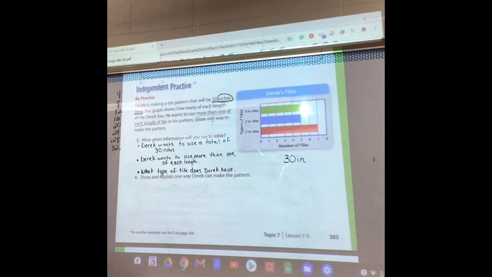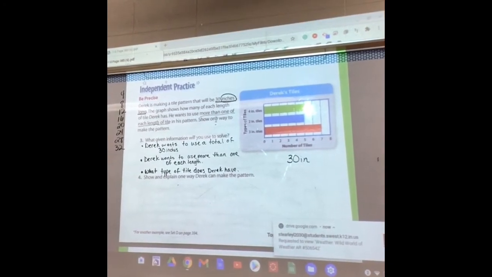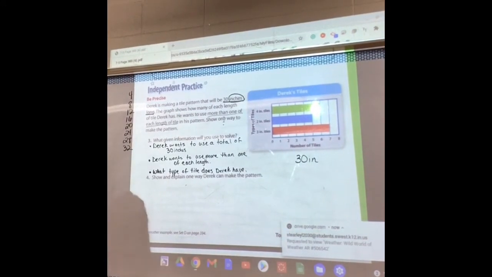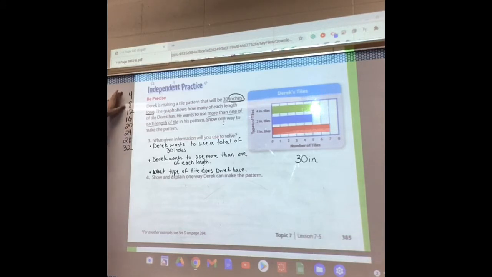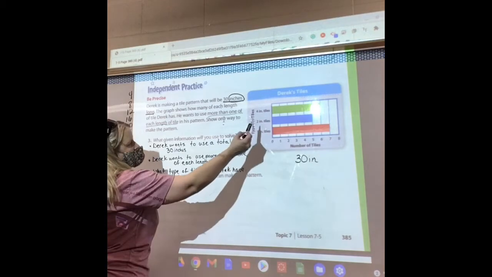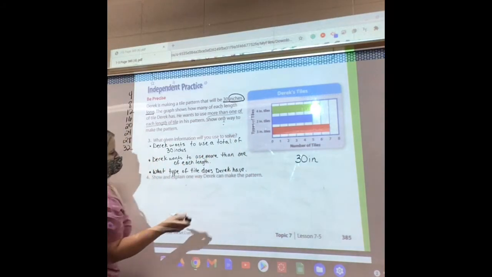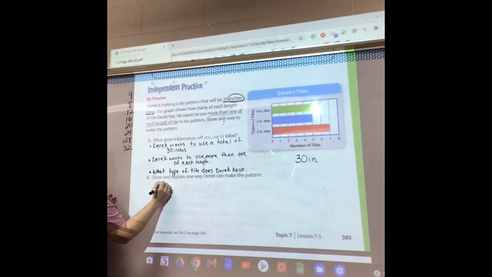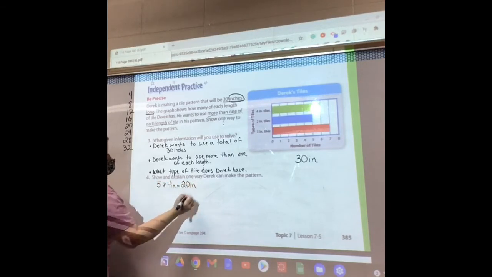Okay? So let's look at our 4s over here. Can you see these over here? Let's adjust it just a little bit. There we go. Okay. So let's see if we use 20. That'll get rid of a lot of those inches really quick. So let's do that. Let's see if we can take 5 of our 4-inch tiles. And I get 20 inches, okay?